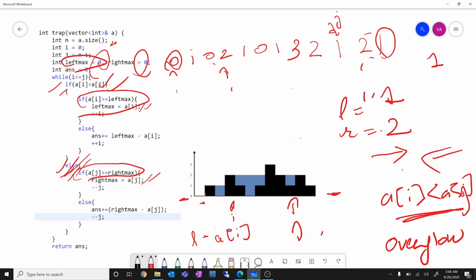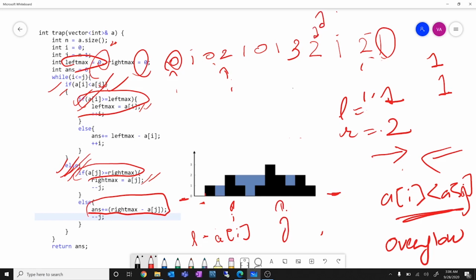So similarly as we did in the previous case, where this condition was satisfied for I equal to 2, this time this will be for j. This time you'll see that a of j is 1 and right max is 2. So 2 minus 1, 1 will be stored here according to this formula, right max minus a of j, and my j will be decremented one step further, right? And my right max, no change, right max is still 2. My j comes here, and here also my j comes over here.